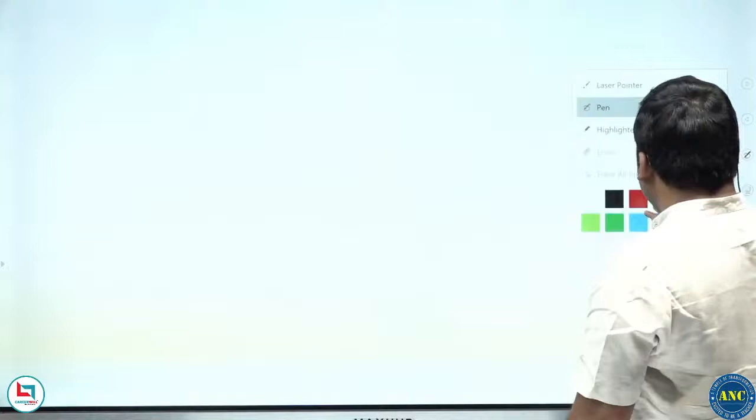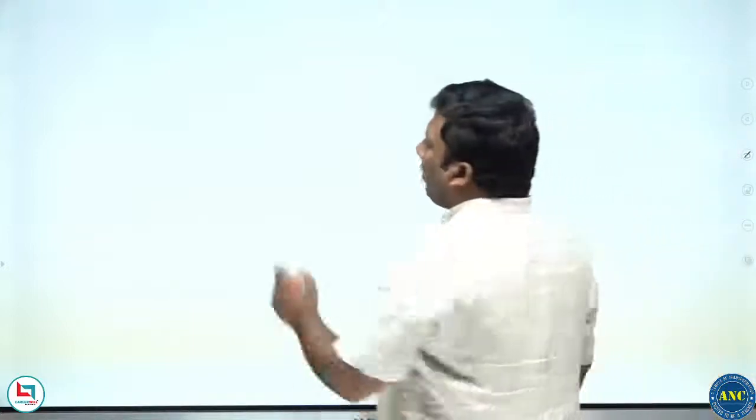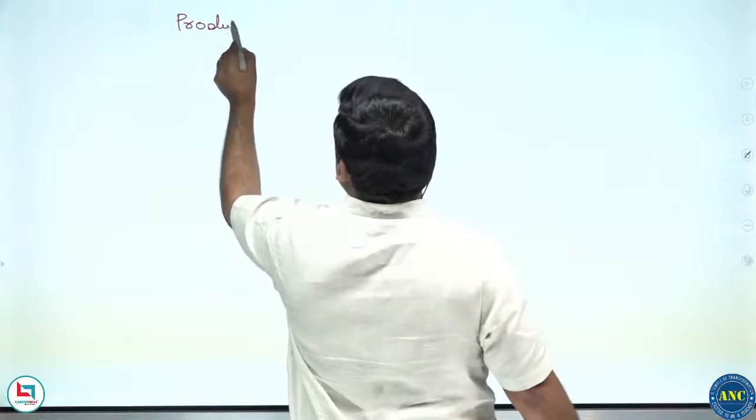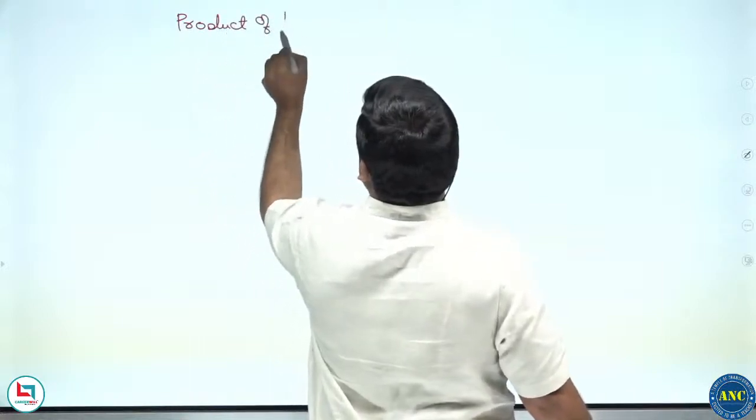Yesterday we were at this problem in the last 15 minutes of the session. Now let us do the product of the factors. Very, very important concept: product of the factors.